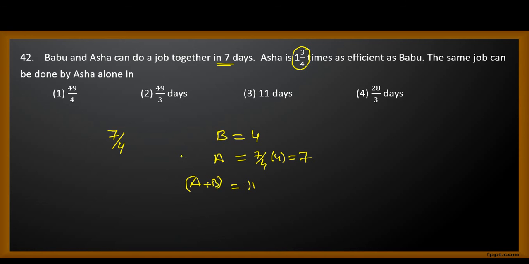Now look at the question. If Babu and Asha can do a job in 7 days, then what is the total work? Total work equals number of days, which is 7, into work done per day, which is 11. This is total work equal to 77. The same job can be done by Asha alone in how many days? Asha can complete the work in total work, which is 77, divided by work done by Asha, which is 7. So if Asha alone does that, she can complete the work in 11 days. 77 by 7, which is option 3.